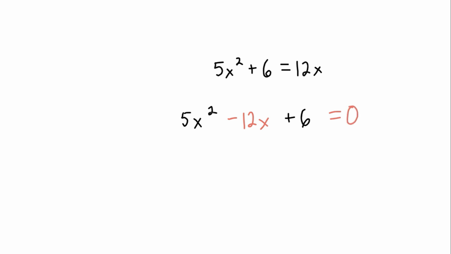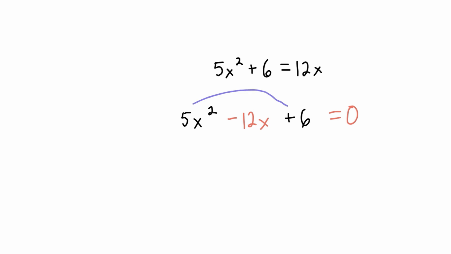As we're looking at this quadratic, 5x squared plus 6 equals 12x, the first thing I would do is leave this as 5x squared plus 6, but subtract 12x so the left side is equal to 0. Now you could try to factor this.